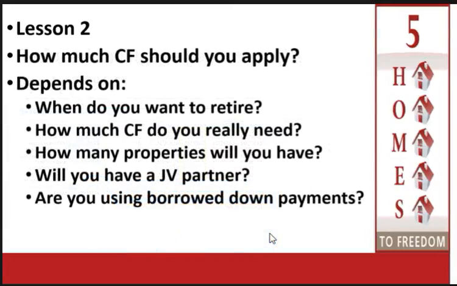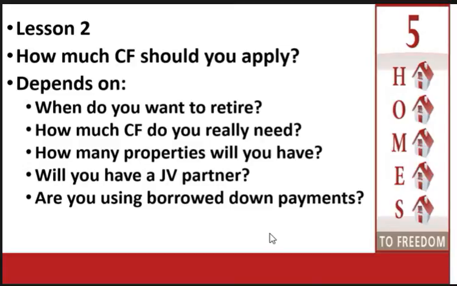So the question is, how much cash flow should you actually take out? Well, I can't tell you what that number is because it's going to be different for each and every one of you if you decide to take it out at all. Personally, I would rather see the money be directed towards the debt reduction so that you can get the mortgage paid down as quickly as possible.